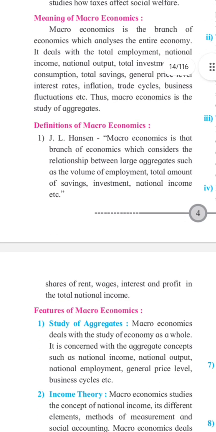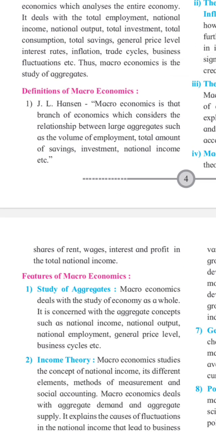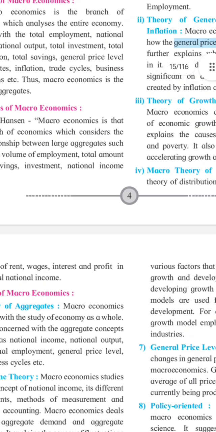Now, let's understand the definitions of macroeconomics. The first definition was given by J.L. Hansen. According to J.L. Hansen, macroeconomics is that branch of economics which considers the relationship between large aggregates such as the volume of employment, total amount of savings, investment, national income, etc. So, this means macroeconomics studies the relationship among aggregate variables.